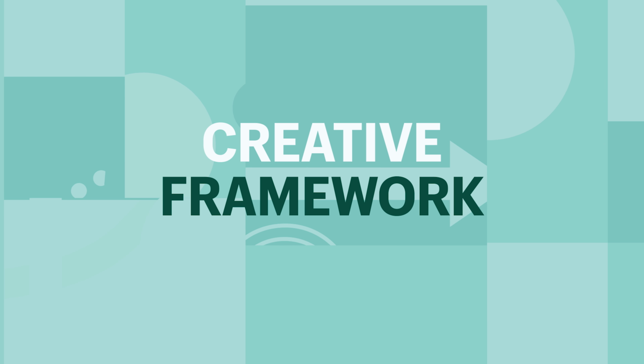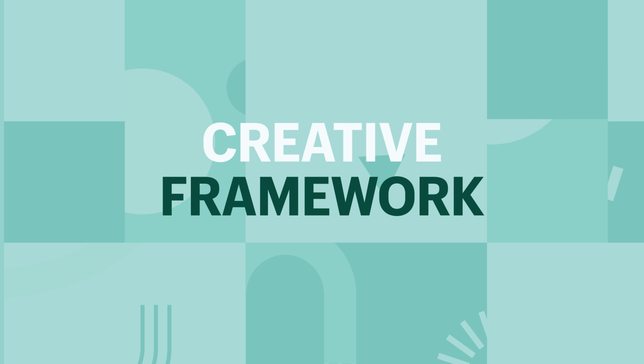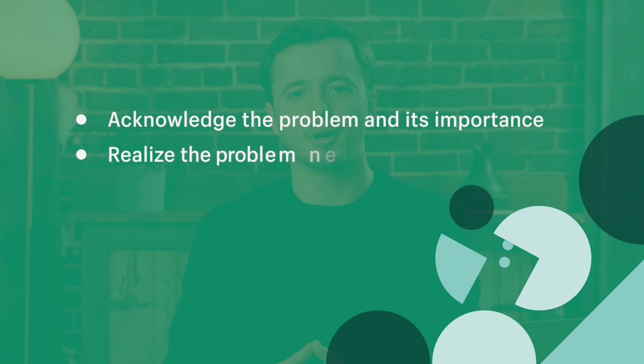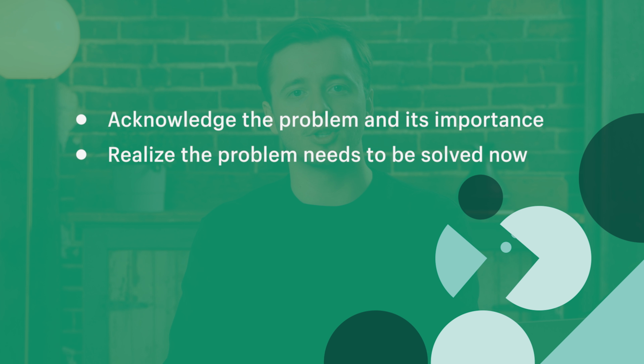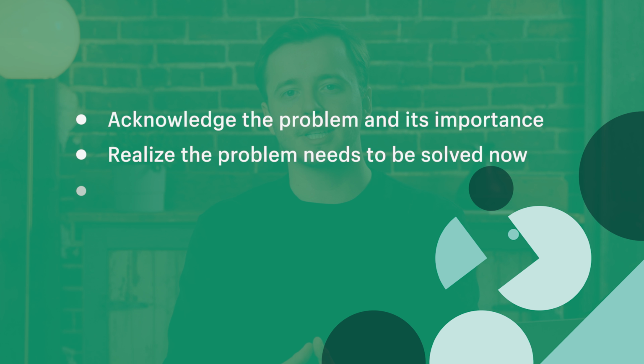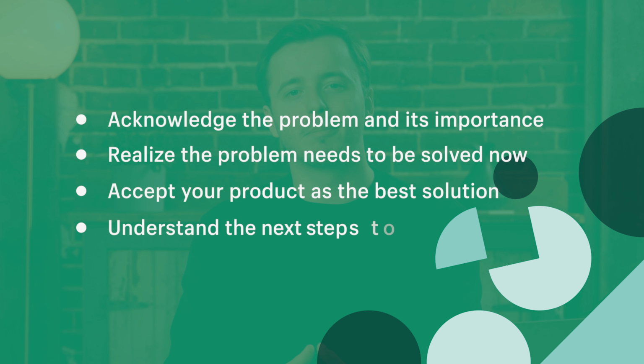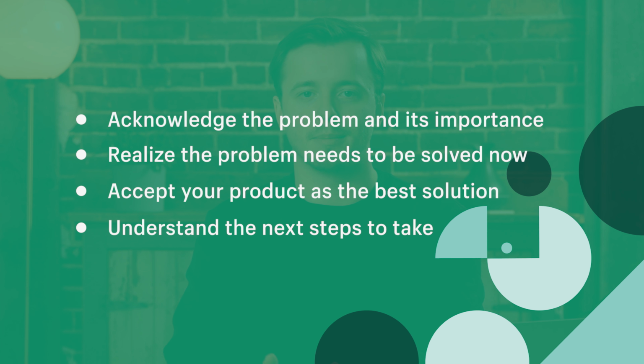Ad creative is all about getting people to visualize how your product will improve their life so that they complete a profitable action. But how do we get someone to that point? First, they need to do a few things. The person needs to acknowledge that they have a problem and that it's important enough to solve. The person has to realize that the problem should be solved right now. The person needs to accept that your product is the best way to solve that problem. And the person needs to understand the next steps to take.